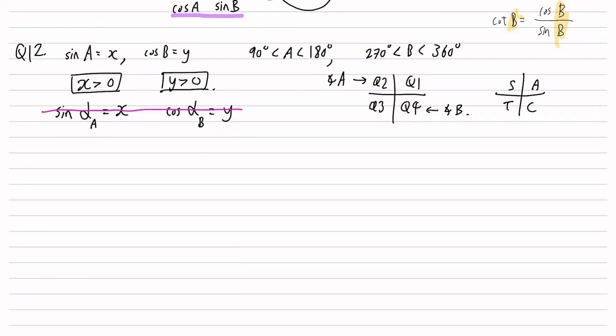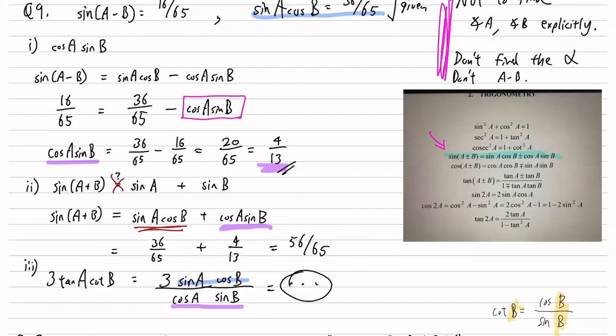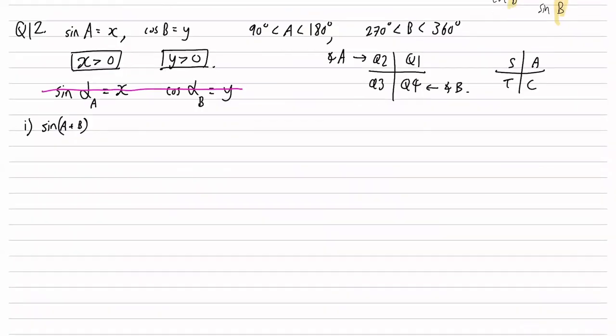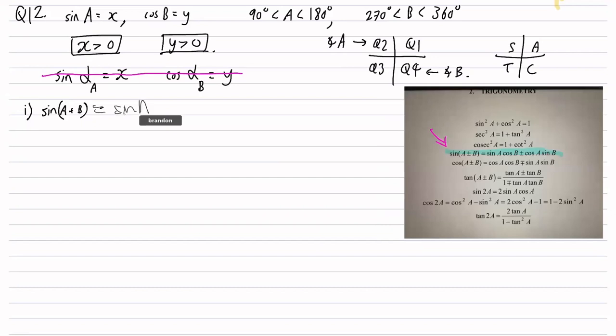So now let's figure out how to solve this question. Part 1, they ask us to find sine A plus B. What should you do the moment you see A plus B inside the angle? Identity. I'll just copy and paste it down for you. So like this, yeah, equals to, exactly, yes.